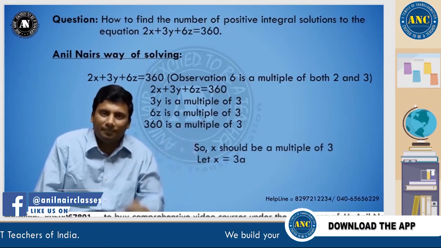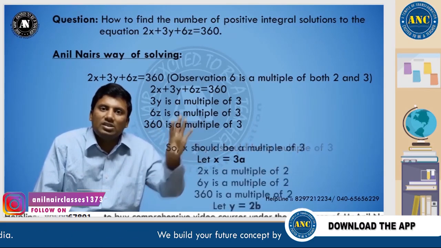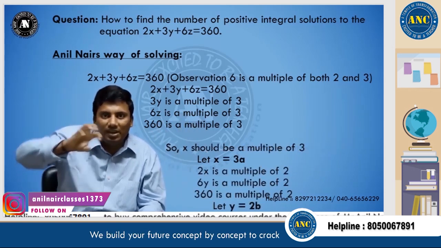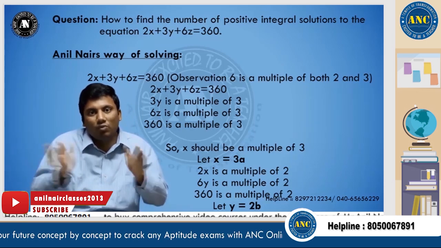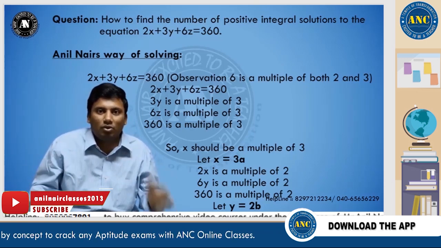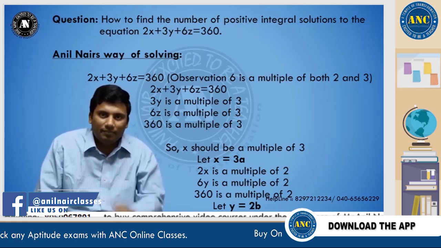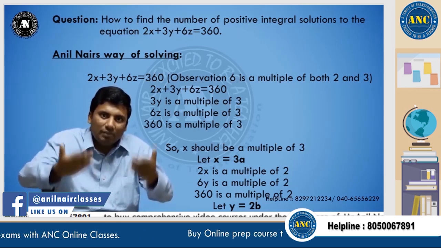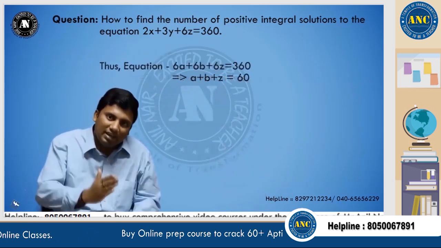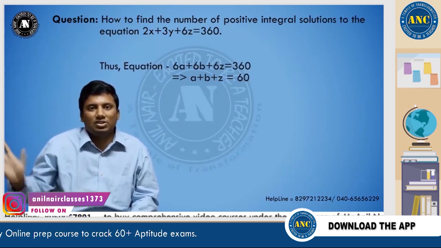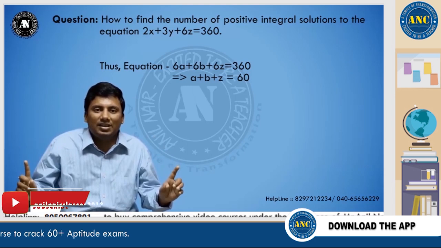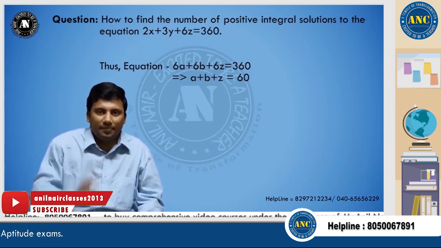x will be 3a. 2x is a multiple of 2. 6z is a multiple of 2. 360 is a multiple of 2. So y will also be a multiple of 2. So this will become 2b. So the entire equation can be transformed as 6a plus 6b plus 6z equals 360. a plus b plus z equals 60.